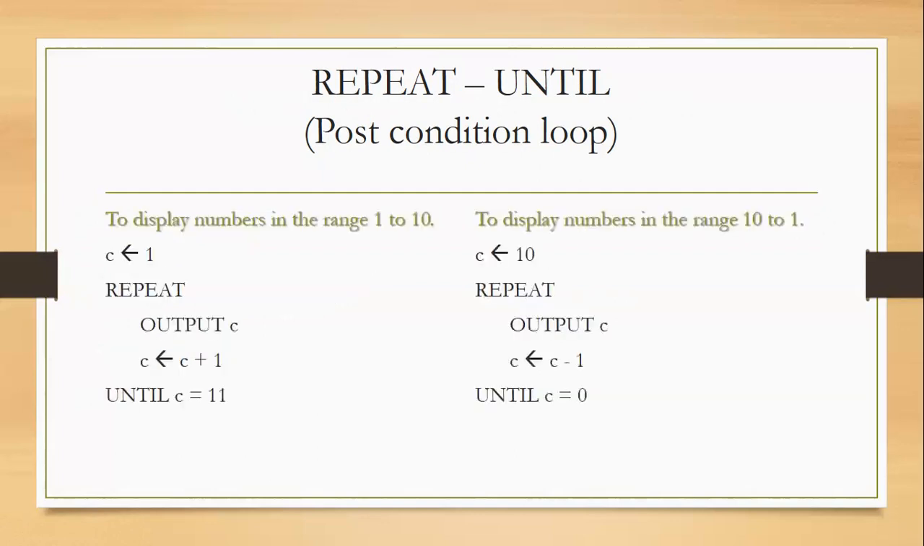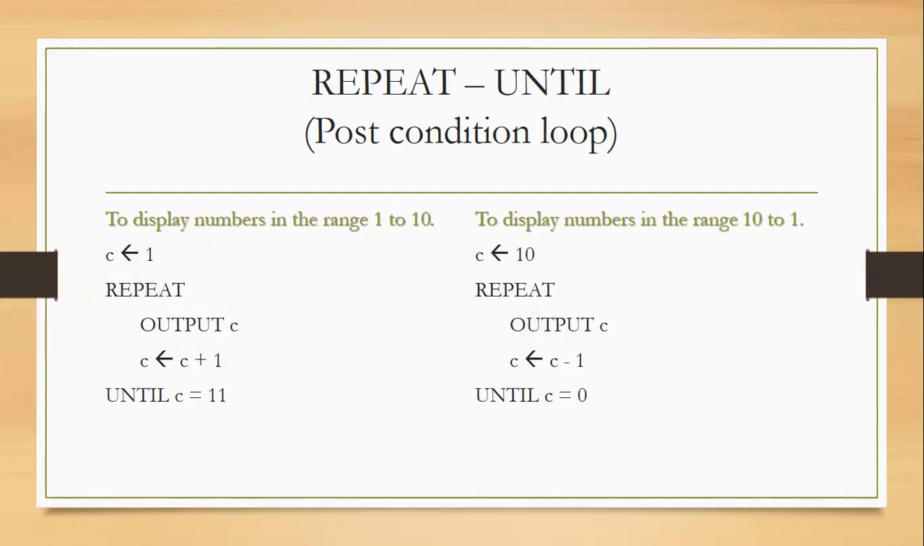Now you can see this is the same question as we had handled earlier. We are doing it now with repeat until. Now, what are we doing? Initializing C with 1, repeat, output C, C equals C plus 1, until C equals 11, until the value of C becomes 11. So it means repeat until will work when the condition is false, and it stops working when the condition becomes true. Like, keep on teaching until the time gets over.